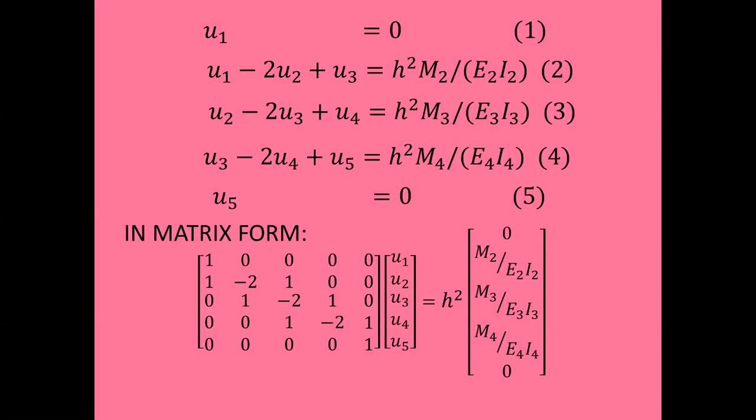Now all the terms appearing on the right hand side, obviously they are known, and the value of u1 and u5 is also known, but these equations can be solved to get the value of u2, u3 and u4.